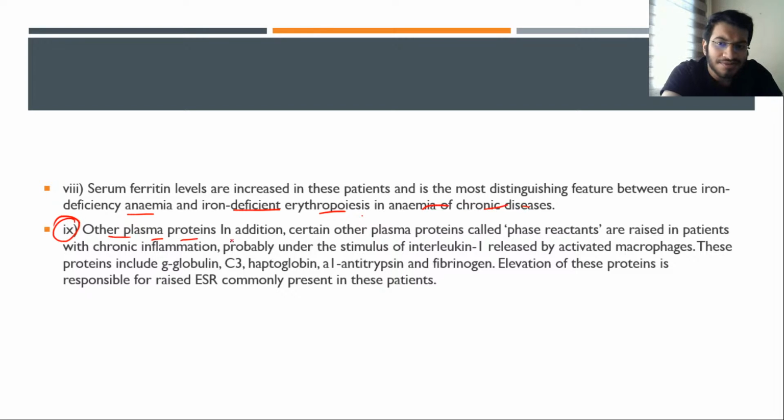Then other plasma proteins. In addition, certain other plasma proteins, the acute phase reactants, are raised in the patients with chronic inflammation, probably under the stimulus of the interleukin 1 released by the activated macrophages. These proteins include gamma globulin, C3, haptoglobin, alpha-1 antitrypsin, fibrinogen. Then elevation of these proteins is responsible for the raised ESR commonly present in these patients.